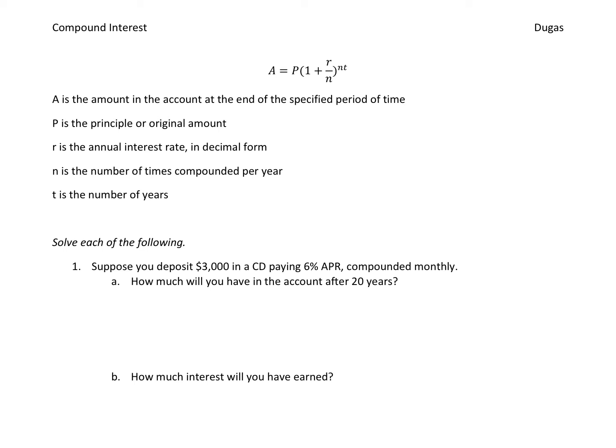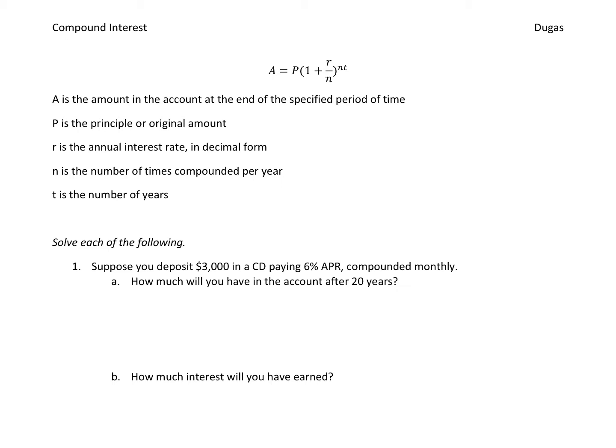In this video, we are going to discuss compound interest and the formula associated with that. So the formula is given at the top, and I have the variables listed and what they mean or what they stand for. So A is the amount in the account at the end of whatever specified time period you're looking at. P is the principal or the original amount. R is the annual interest rate in decimal form. N is the number of times compounded per year, and T is the number of years.